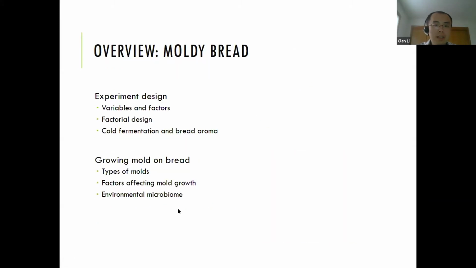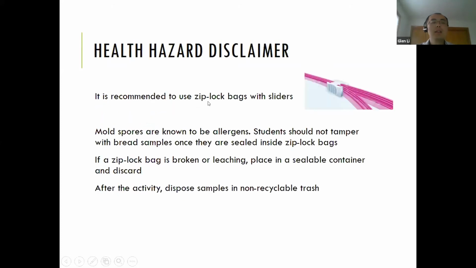So today's class is about food spoilage. We'll be using bread as the model here. And so there are two things I want to go through. One is the use of experiment design and how that is useful in the study of spoilage, and secondly, the actual microbiology part of spoilage.